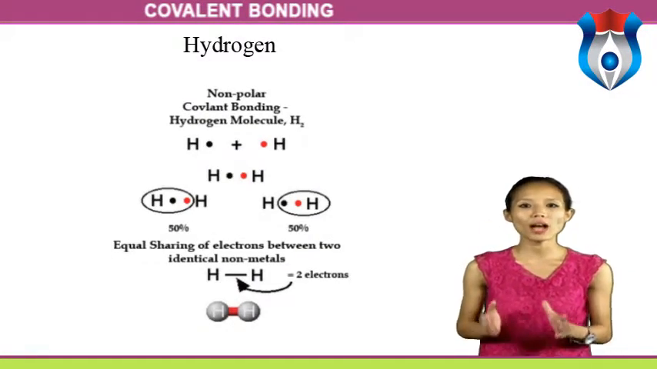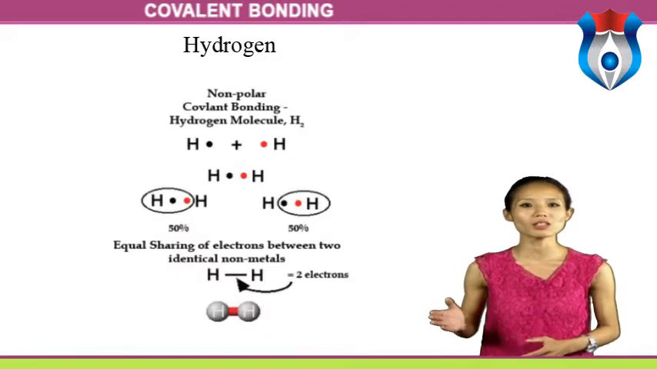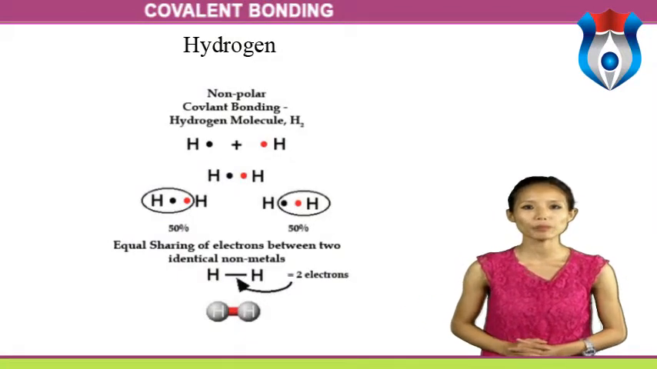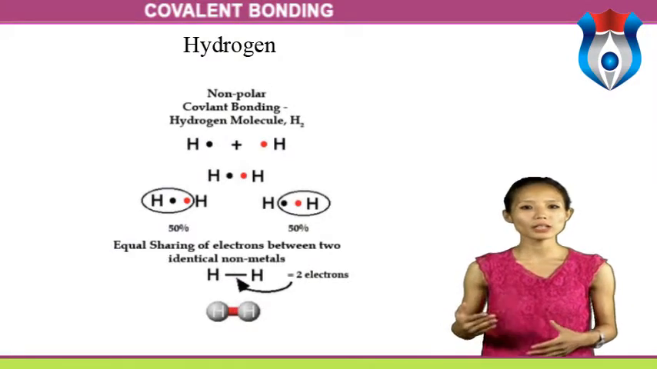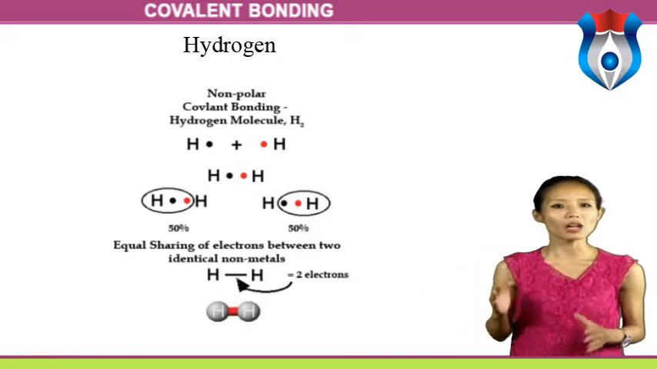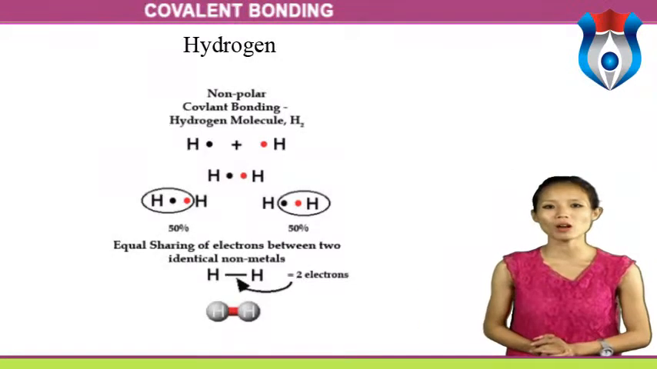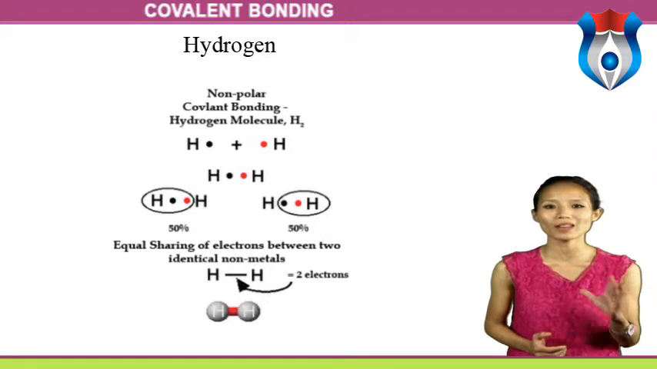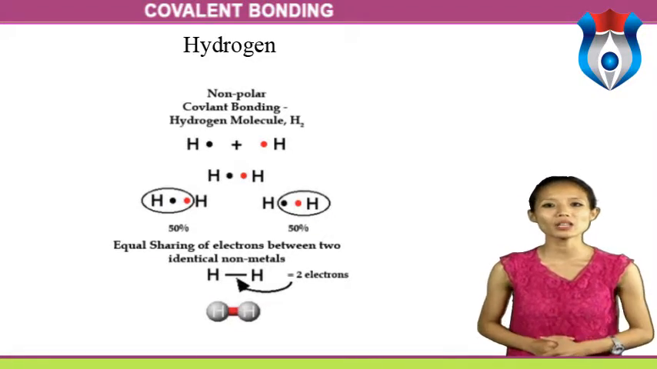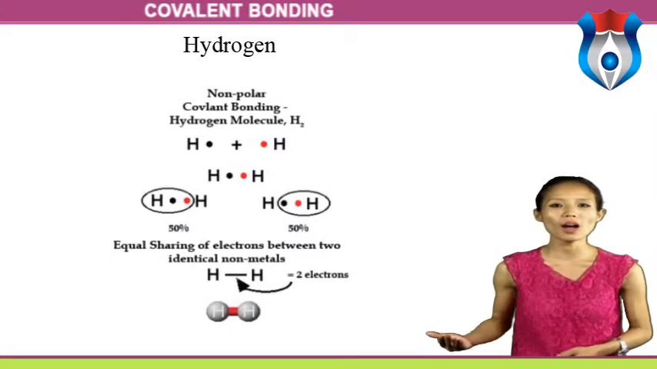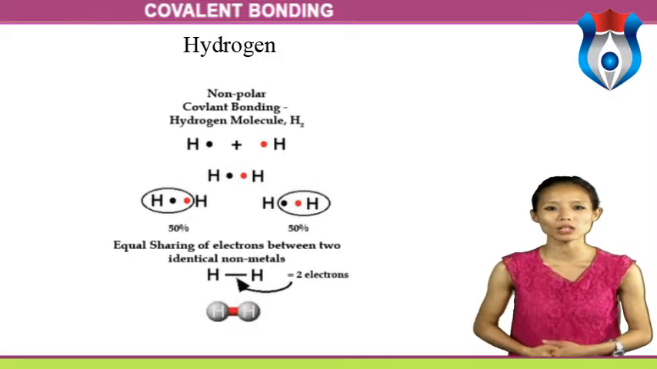The octet for hydrogen is only 2 electrons since the nearest rare gas is He. The diatomic molecule is formed because individual hydrogen atoms containing only a single electron are unstable. Since both atoms are identical, a complete transfer of electrons as in ionic bonding is impossible. Instead, the two hydrogen atoms share both electrons equally.